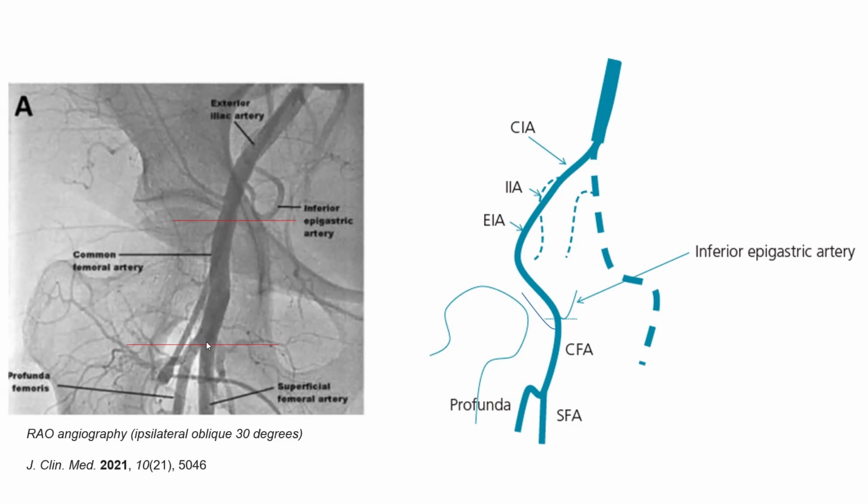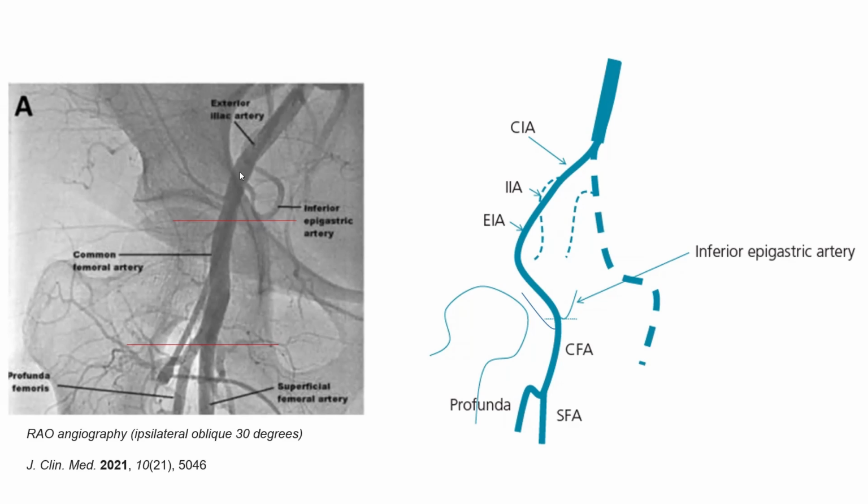That RAO will open up the common femoral bifurcation. It will show exactly the split between the profunda and SFA. And if it doesn't show it well, you can go steeper RAO. And the common femoral artery that we aim to stick extends between that bifurcation and the bottom of the inferior epigastric artery.